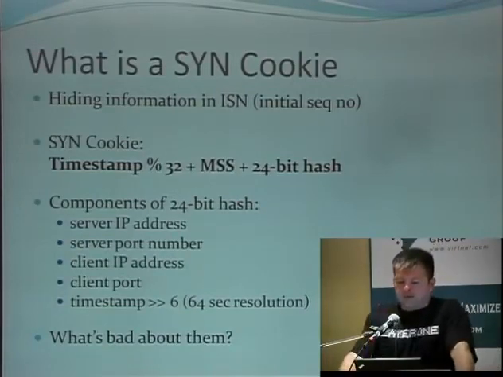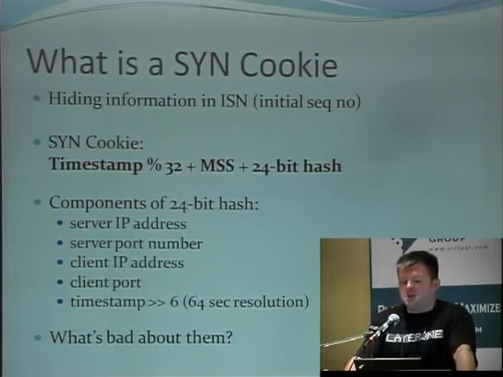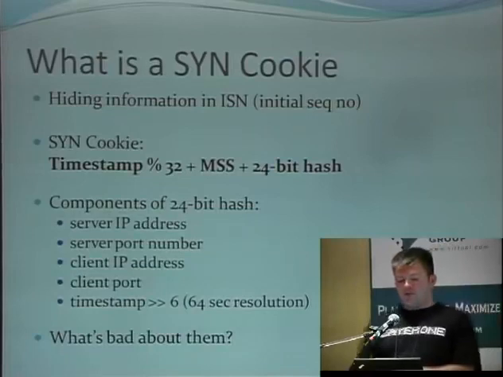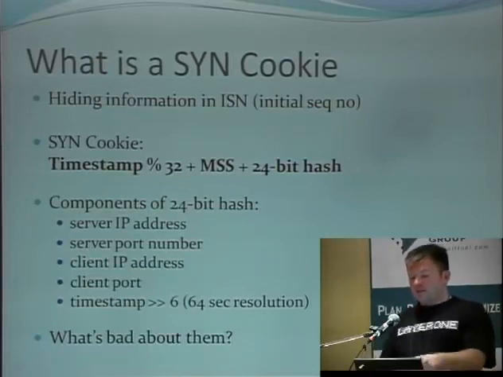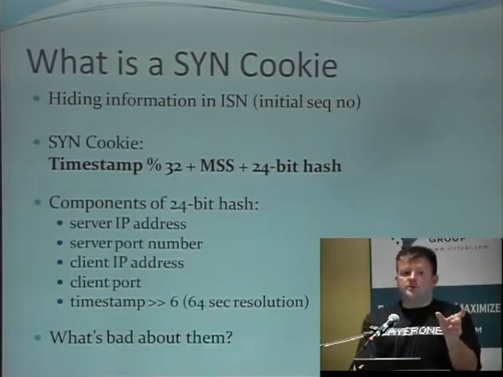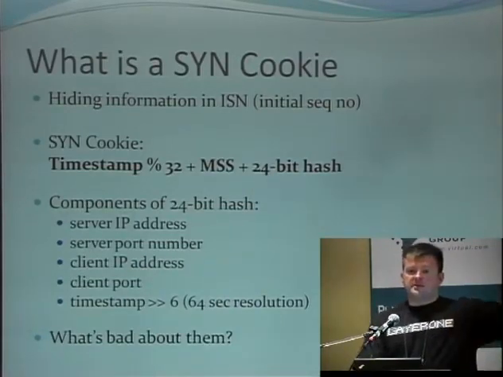So then it also adds the segment size, and then it also adds this 24-bit hash. In the hash, it takes into account the server IP, server port, client IP, client port, and the timestamp that I mentioned above. Then this number is actually a 32-bit number. It's hidden in the sequence number. It is sent to the other party.